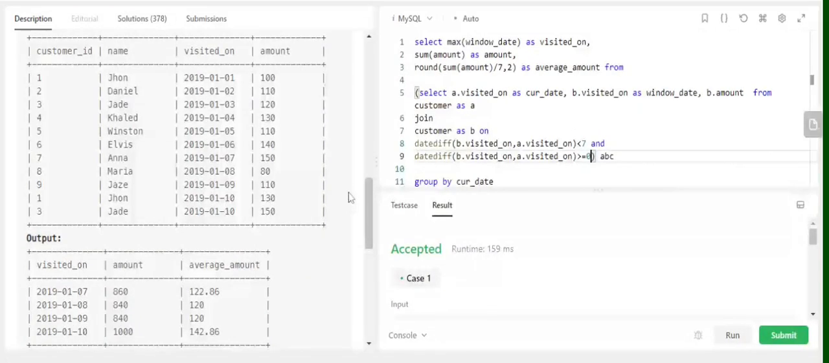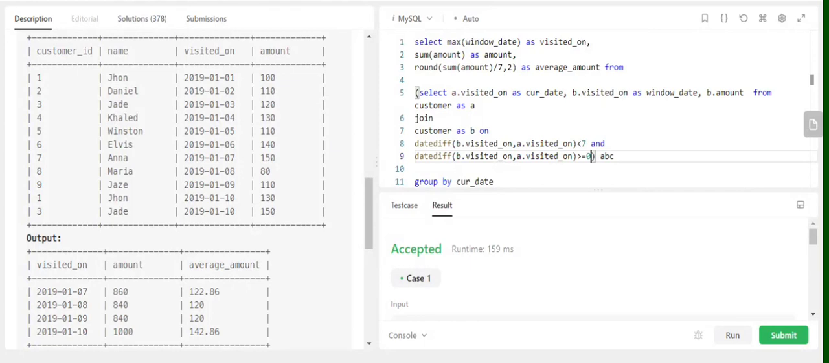So hi everyone. Today we'll try to understand a very complex problem in MySQL, that is to calculate moving average using SQL query. So moving average is nothing but a windowed function. Basically, you wish to calculate average or sum for a given time period for different timestamps.